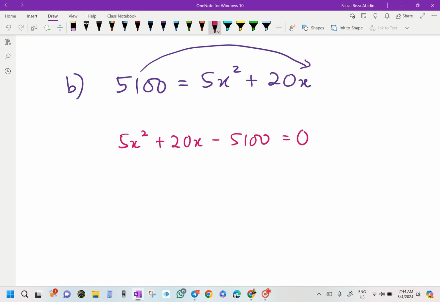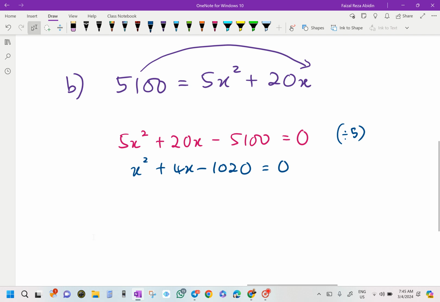Next step. I think I can simplify first, right? Using 5,100 there, if I divide by 5, I'm going to get x squared, because everything is going to be divided by 5, plus 4x minus 1020 equals to 0. So now what should we do?